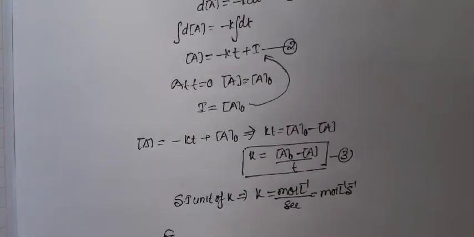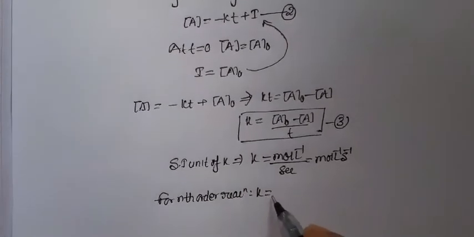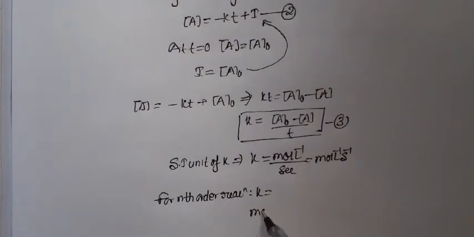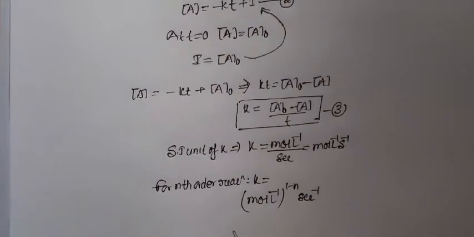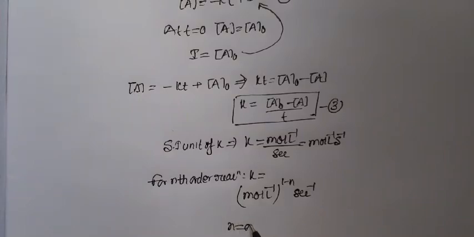For nth order reaction, we can find out the SI unit of K by using this general formula. This is K equal to mole liter inverse raised to 1 minus n, second inverse. N is the order of reaction. If we put the value of n for a given reaction, then we can find out the SI unit of K.